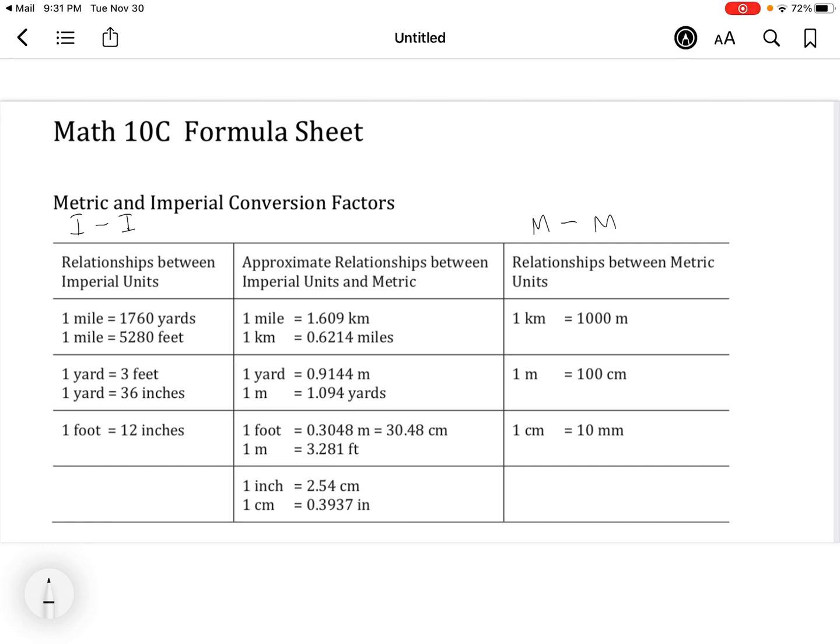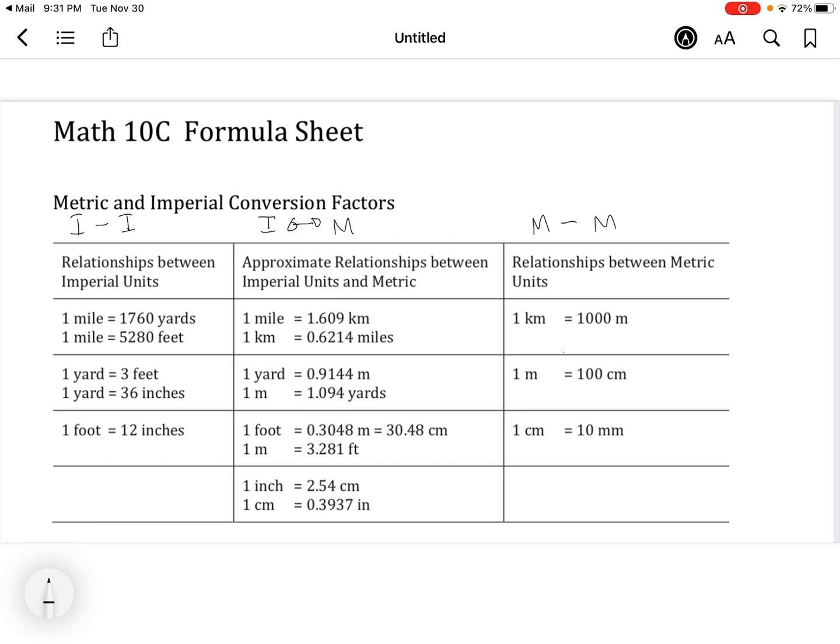Okay, and then in the middle, you have the relationship between imperial and metric. So if you want to convert from one system to another, this is where you would go, imperial to metric or vice versa. Okay, so this is something that you should have out as you're doing your work. And when I talk about conversion factors as we go through some problems, this is exactly where I'm looking to get that information. I'm not memorizing it.